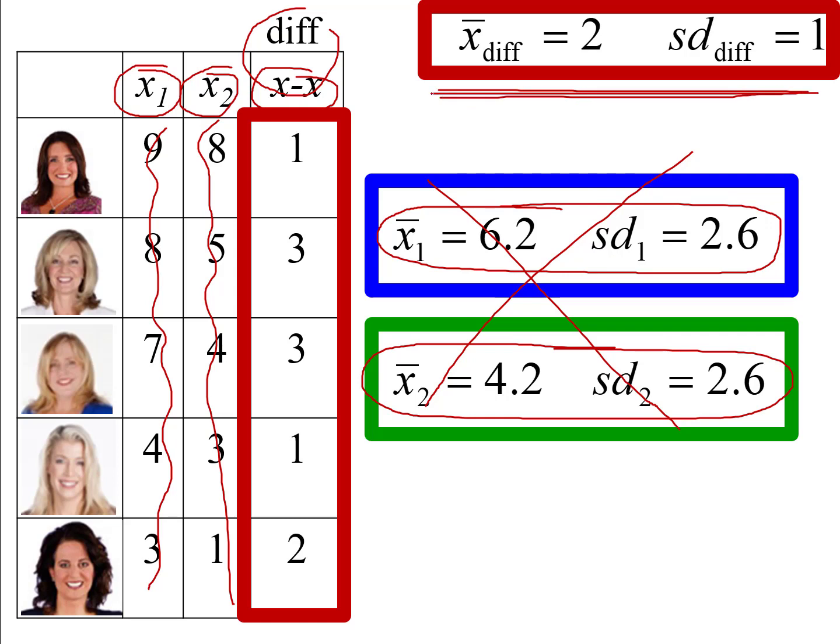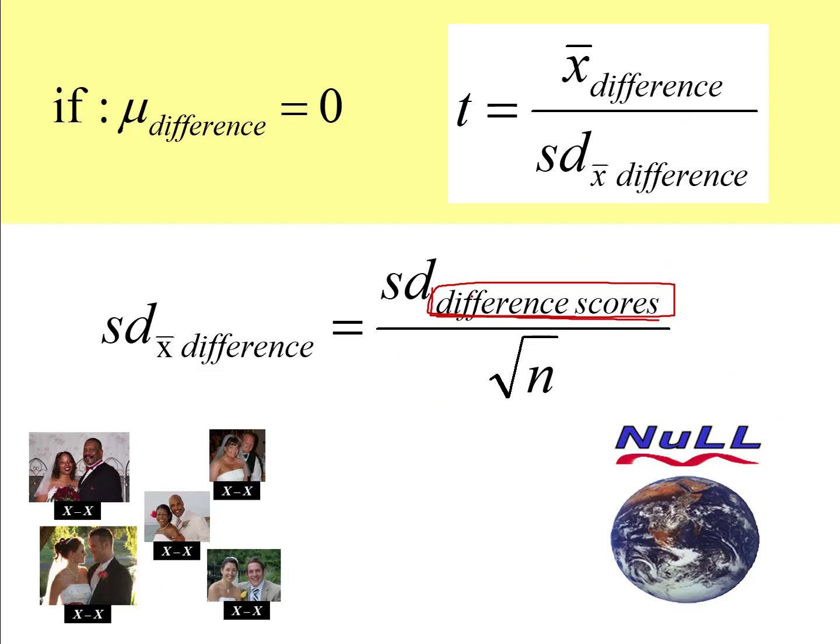So when we calculate our standard error of the mean difference score, which standard deviation do we plug into that formula? We don't plug in the standard deviation for x1. We don't plug in the standard deviation for x2. We plug in the standard deviation for the difference scores. In this example, that value of 1 is the standard deviation of the difference scores. So if I go back to our previous slide, we take that standard deviation of difference scores, and that's the thing we divide by the square root of n.